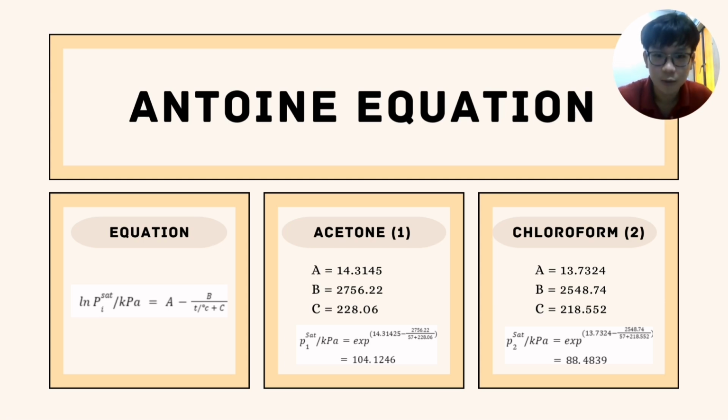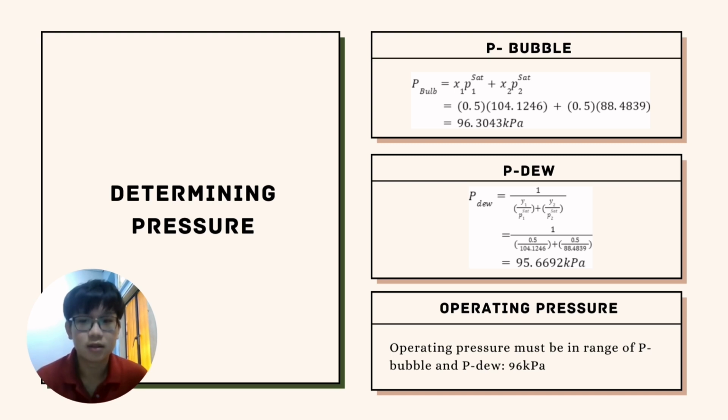For acetone, we can find the A, B, C and insert them into the equation, and we get the P saturation is 104.1246 kPa. And for chloroform, after we get the parameters and insert them into the equation, we get the P saturation is 88.4839 kPa.